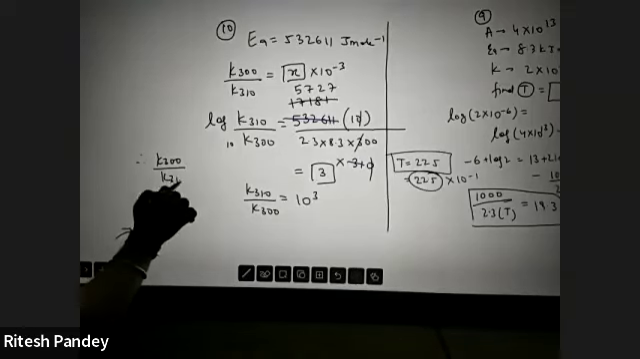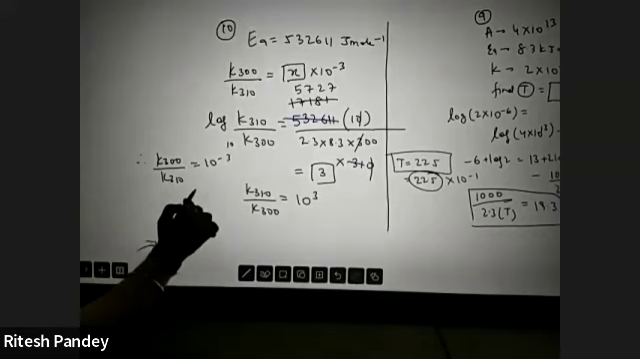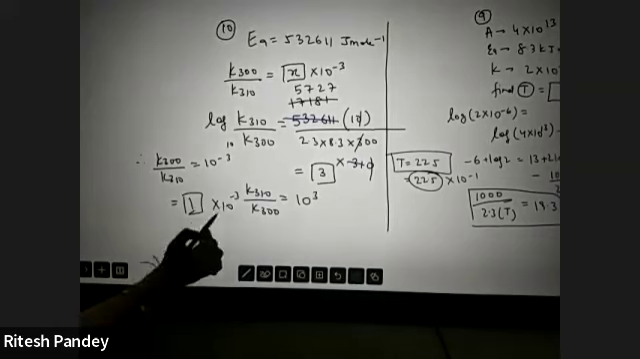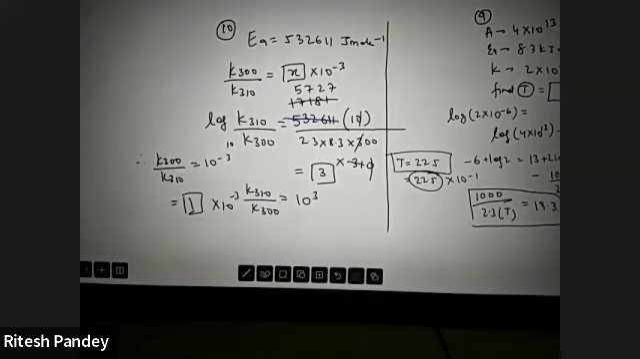Therefore, K300 by K310 is equal to 10 to the power minus 3. This could be written as 1 into 10 to the power minus 3. 1 is the right answer.